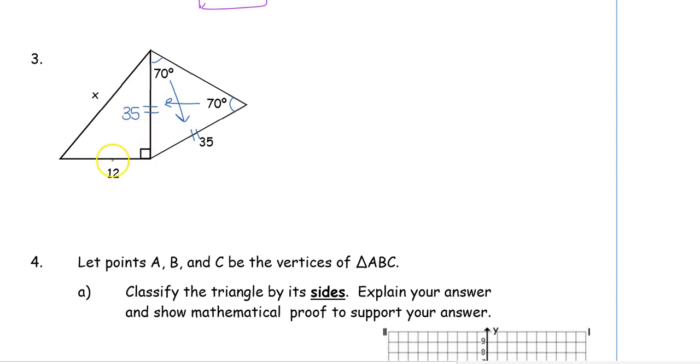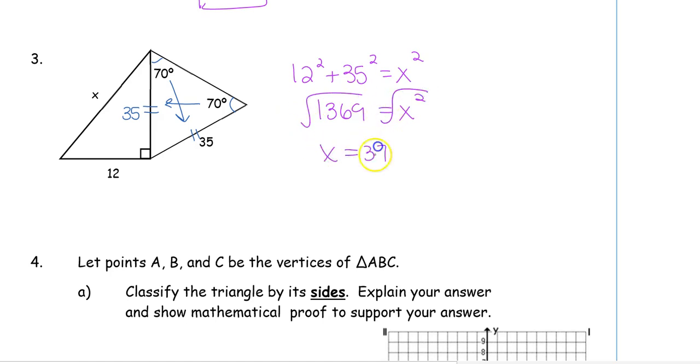Now I have a right angle and I have two legs of my triangle, which means I can use Pythagorean theorem. Leg squared plus leg squared is equal to the hypotenuse squared. 12 squared and 35 squared gives me 1,369. And to get x, remember I'm going to square root each side. And I end up with x is going to be equal to 37.